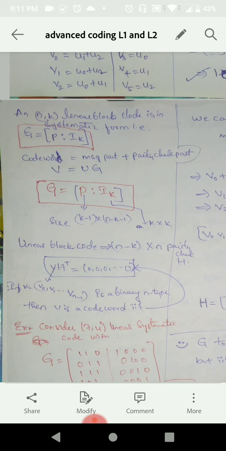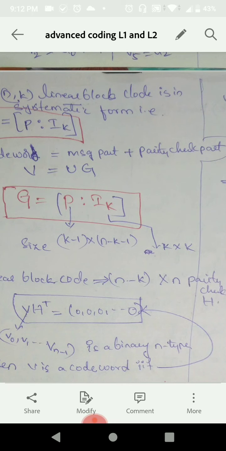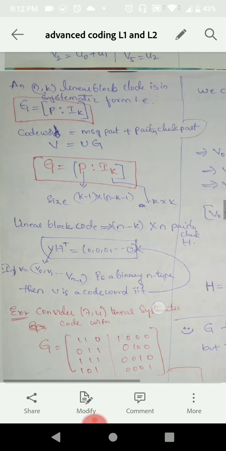So P has size k by n minus k, and I is k by k. What is given here is wrongly written, it should be k by n minus k for P. So a linear block code has n minus k parity check bits.